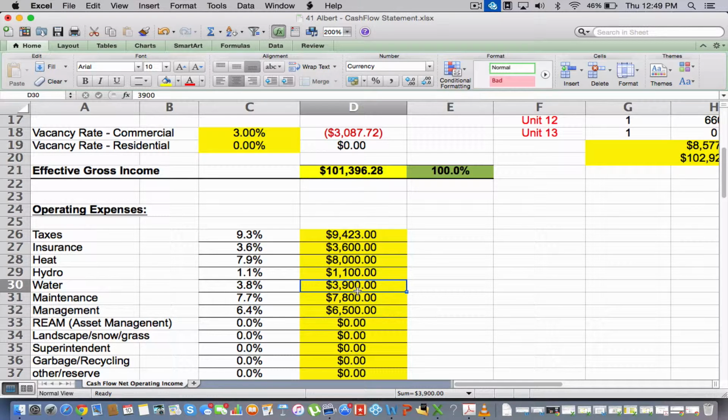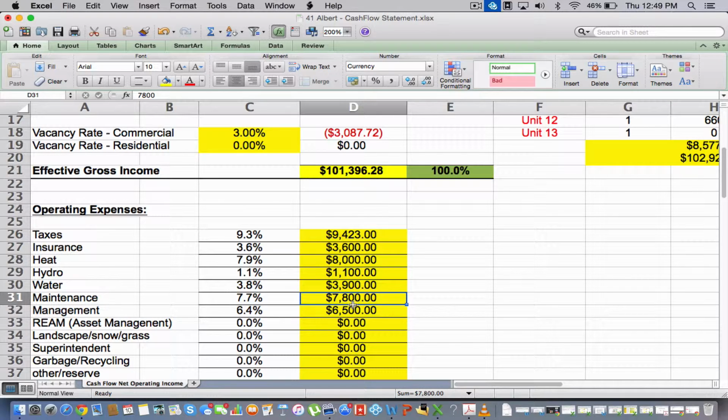This is the water bill for the entire building. So all what we call potable water, so water to the washrooms, sinks, showers, toilets, anywhere where they're usually using water for themselves.